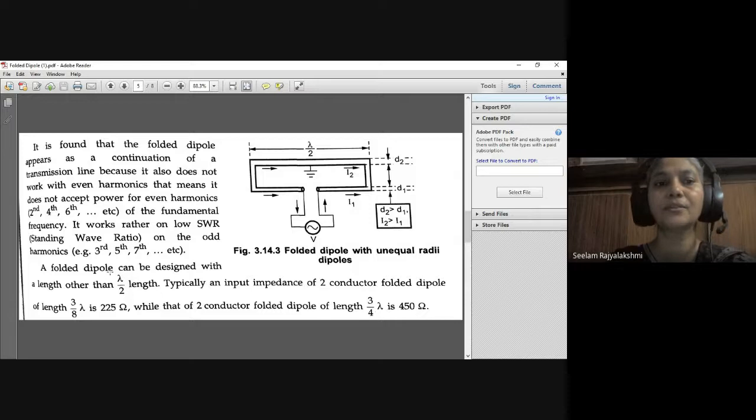So a folded dipole can be designed with length other than lambda by 2 length. Already we have seen for tripole, dipole, we have considered the length it is lambda by 2. So we can change this lambda by 2 length also. So typically an input impedance of two conductor folded dipole of length 3 by 8 lambda is 225 omega, while that of the two conductor folded dipole of length 3 by 4 lambda it is 450 omega. Let us see here.